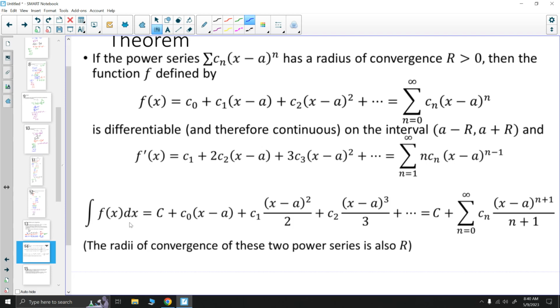And our integral is some constant plus the summation n equals 0 to infinity of c sub n of x minus a to the n plus 1 over n plus 1.